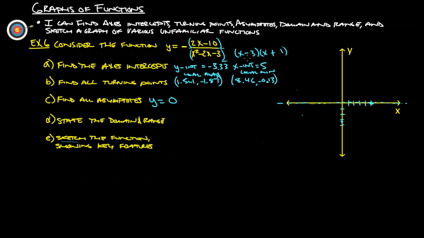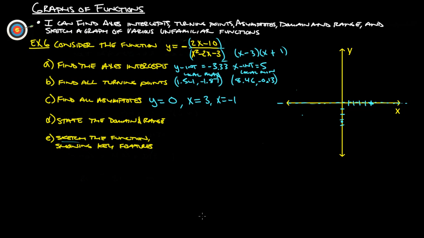So that means the other asymptotes, x cannot equal 3, because 3 minus 3 is 0, and we know we can't have a denominator of 0, so that's why that's the asymptote. And then the other one is going to be x equals negative 1 is the other asymptote. Okay? And then domain and range and sketch the function.